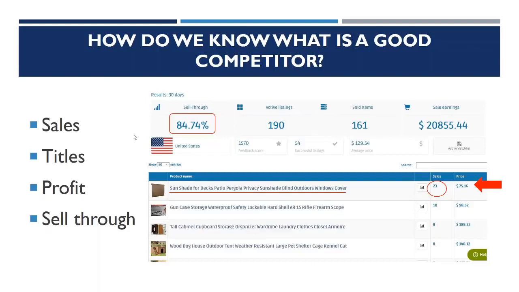Okay. Do you have more questions about how to recognize a good competitor? How do we know what is a good competitor? Before I go to the next slide.